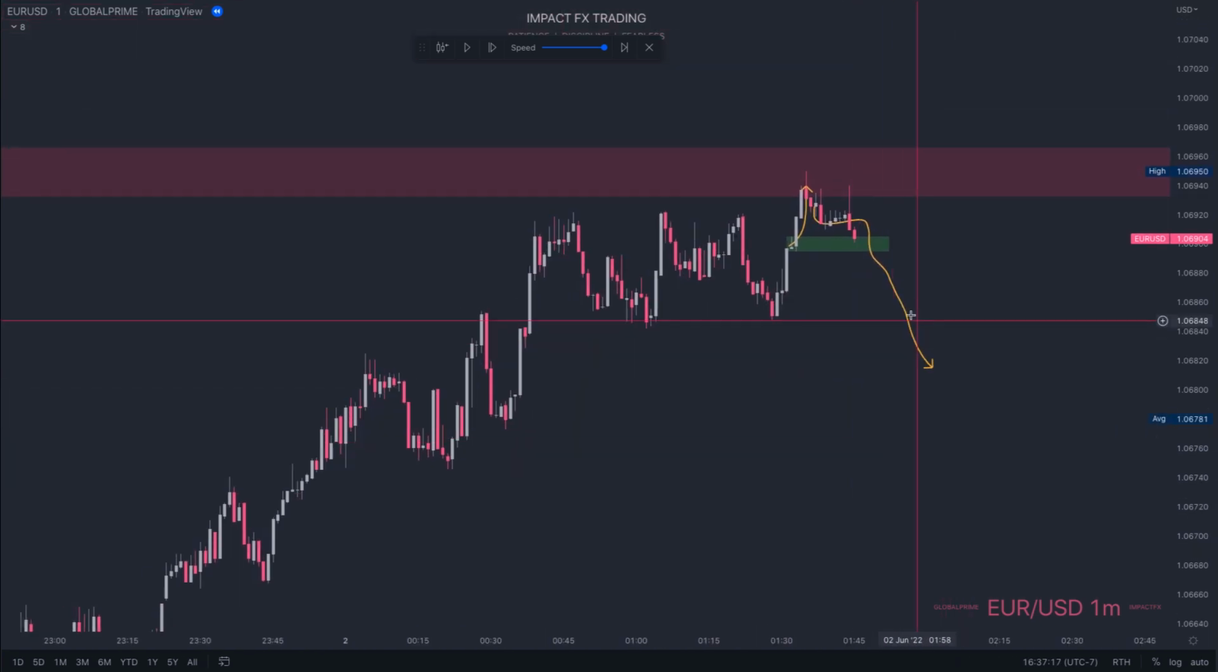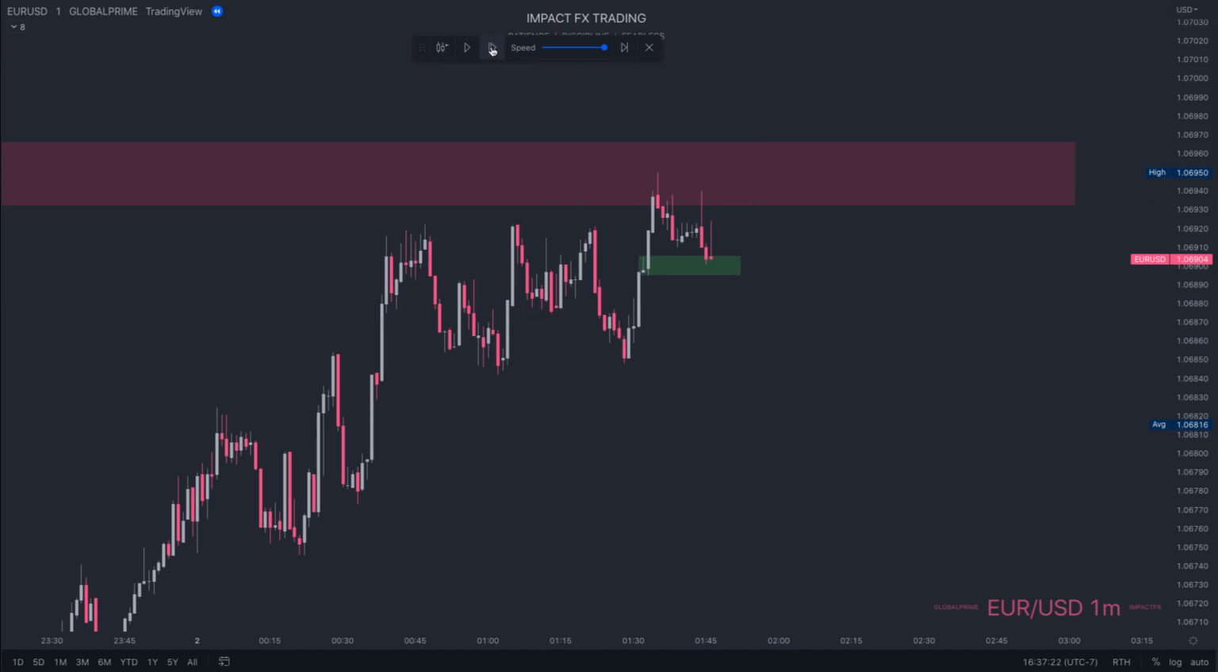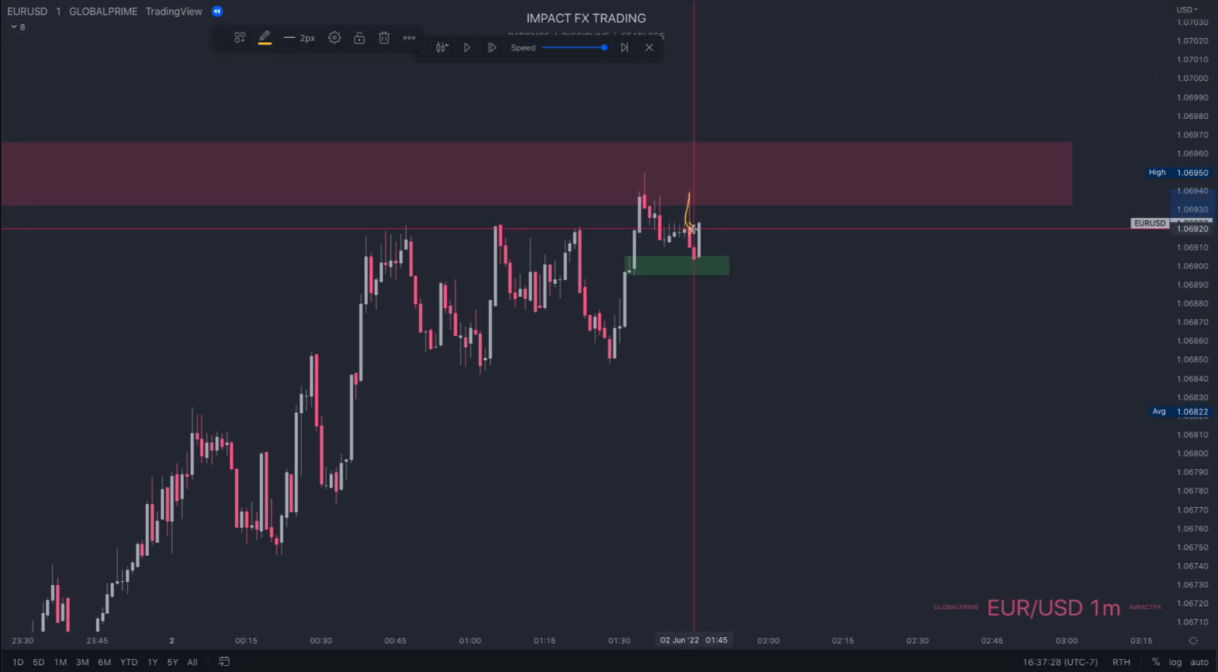So what can we start to look for? We can start to look for our breakdown of supply and demand. So let's go to the next candle. Price taps into demand. It's coming back up into the wick that took price lower. So there's supply here.